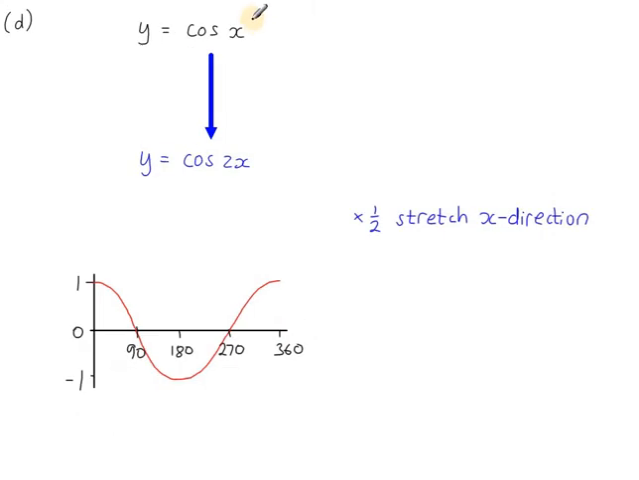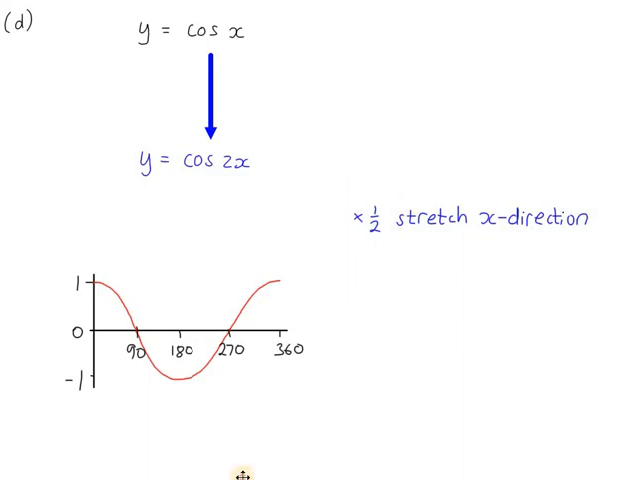Part D, cos x is transformed to cos 2x. That's a times a half stretch in the x direction. So we take the original graph, every x coordinate that we know on the graph is multiplied by a half.